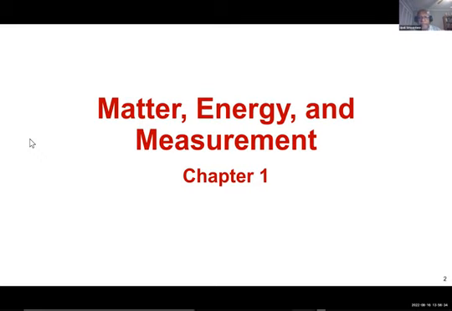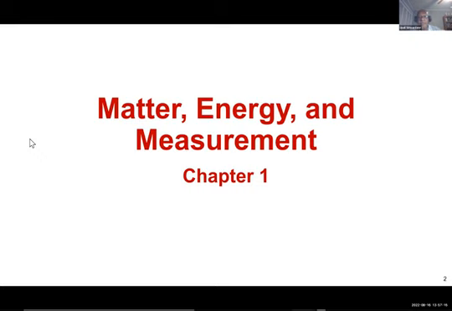I'm going to help you out with the material here. Chemistry is very important for any in-depth study of any scientific investigation. So in sciences, we deal with matter and energy. We also need to know how we measure properties of matter and how we follow the scientific method. So this chapter is going to outline some of these principles.